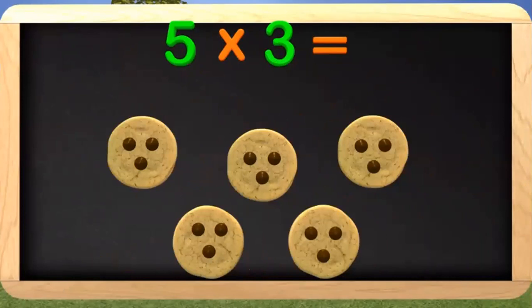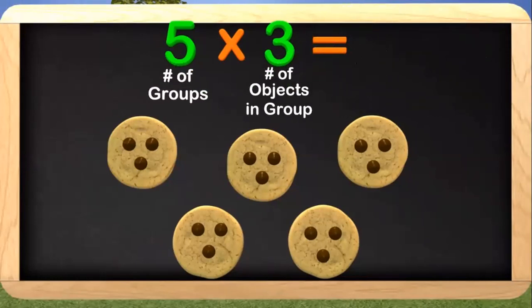Wait a minute. My robot brought me some cookies, but how is that going to help me? I know. He wants me to look at different ways to multiply, and drawing a picture is a good way to do this. When multiplying, we can look at the 5 as being the number of groups, and the 3 as the number of objects in the group.